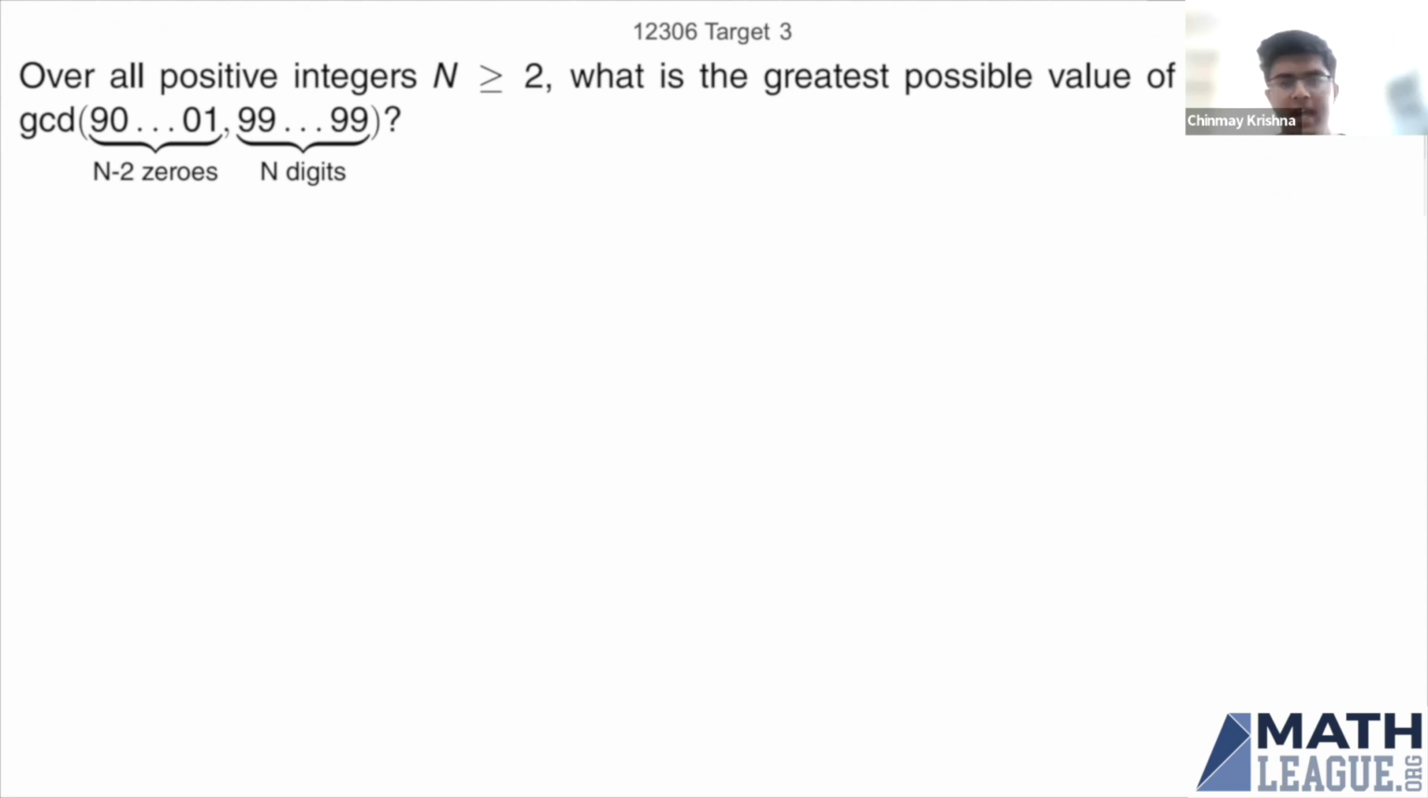So we can rewrite that as 9 times 10 to the power n minus 1 plus 1. Our second number here is n nines. So we can write that as 10 to the n minus 1.